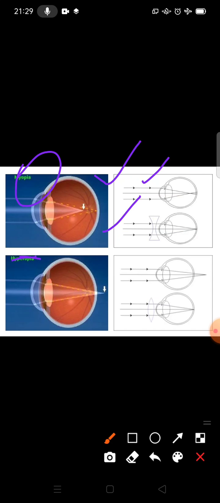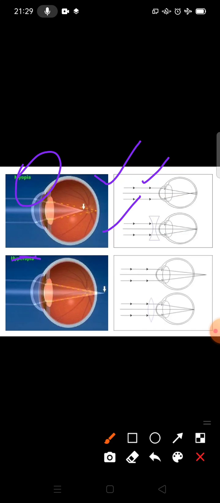Now next is hypermetropia. In this defect, a person cannot see nearby objects clearly but can see far objects, and this defect can be corrected by using a convex lens of appropriate power.